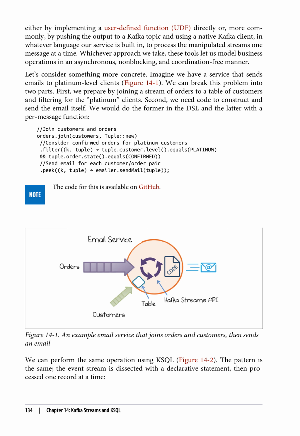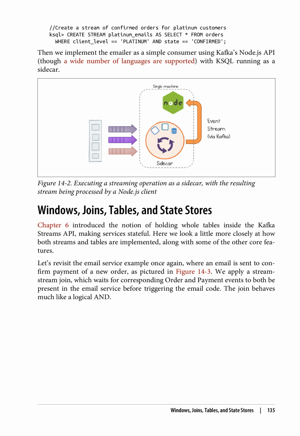We can perform the same operation using KSQL, figure 14.2. The pattern is the same: the event stream is dissected with a declarative statement, then processed one record at a time. Then we implement the emailer as a simple consumer using Kafka's Node.js API, though a wide number of languages are supported, with KSQL running as a sidecar.